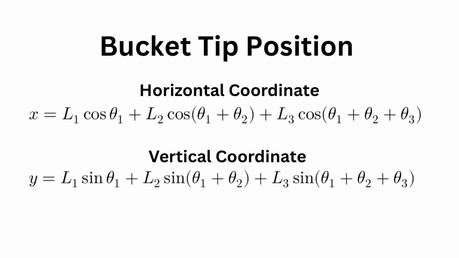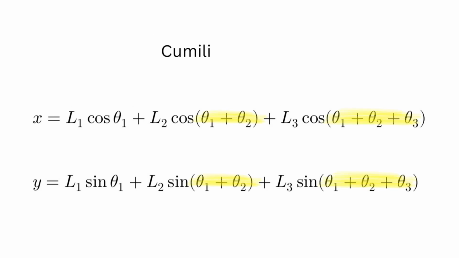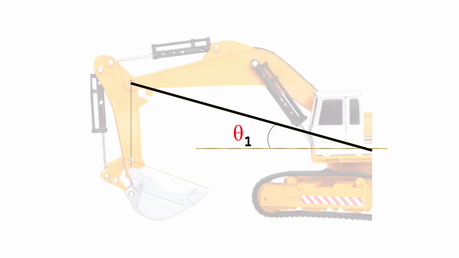Each term in these equations represents the projection of an individual link along the horizontal and vertical axes. The cumulative angles, θ1 plus θ2, and θ1 plus θ2 plus θ3, arise because each downstream link rotates with respect to all upstream joints. This cumulative effect is characteristic of serial kinematic chains and explains why small changes in upstream joint angles can significantly influence the final bucket position.